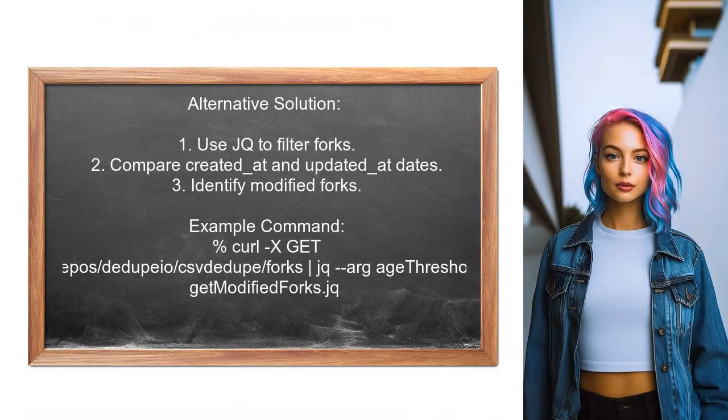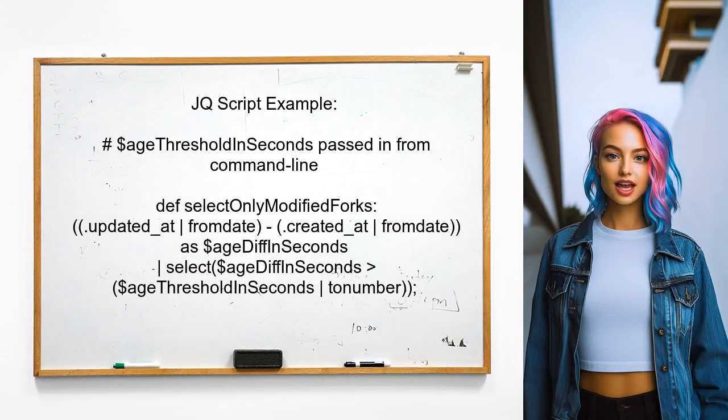An alternative approach shared by another user involves using a JSON tool called JQ. This tool can help you filter out only the forks that have been modified. By comparing the created and updated dates, you can identify which forks have recent changes. The user also provided a JQ script that allows you to specify a threshold for how much newer a fork's updated date should be compared to its created date. This helps in narrowing down the results to only those forks that have been actively modified.